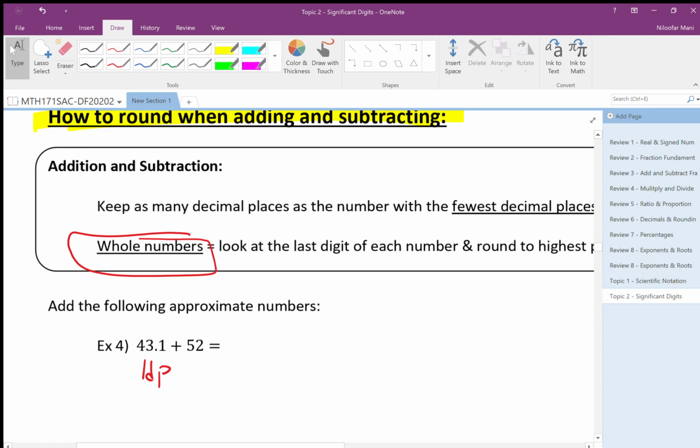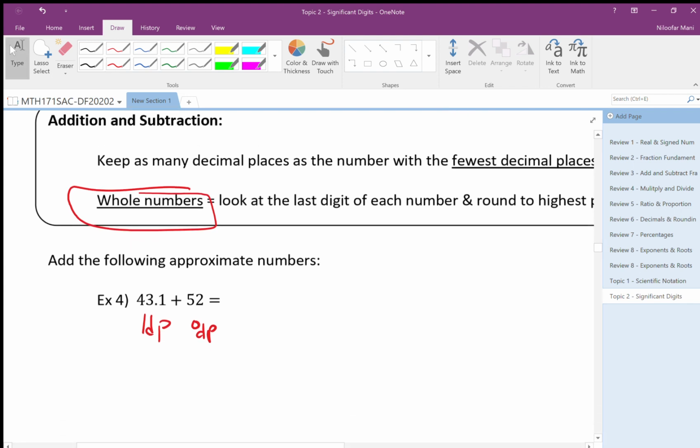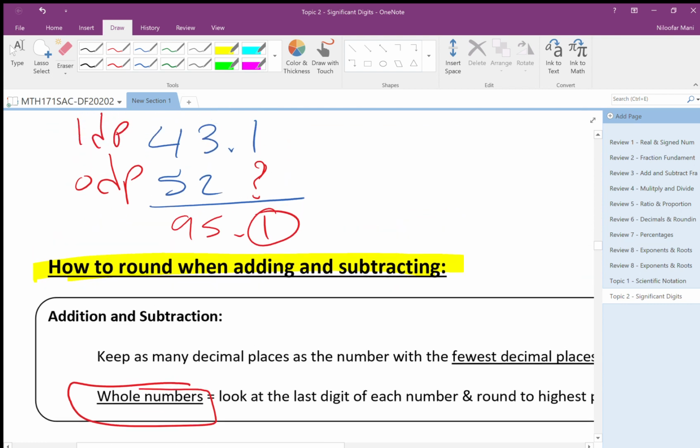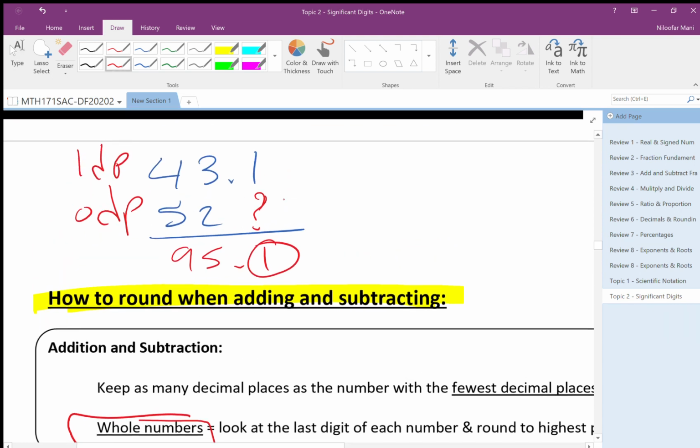For addition and subtraction, you care about decimal places. So you have 1 decimal place, you have 0 decimal places. For both of them, you are sure about 0 decimal places. For one of them, you are sure about 1 decimal place. So you have to go to the least one, because I'm not sure about that part.